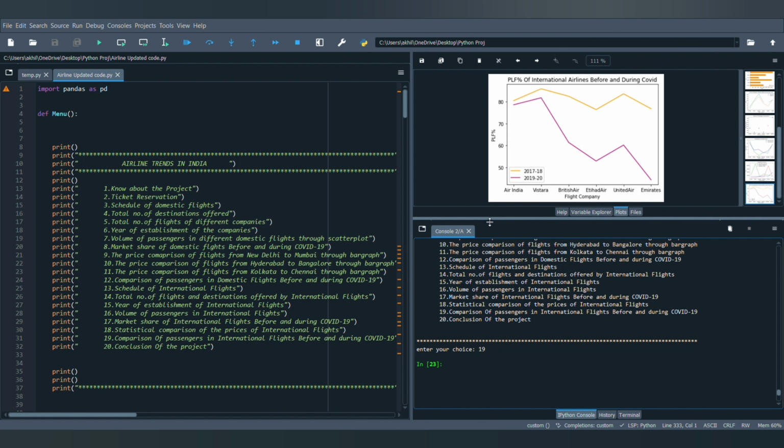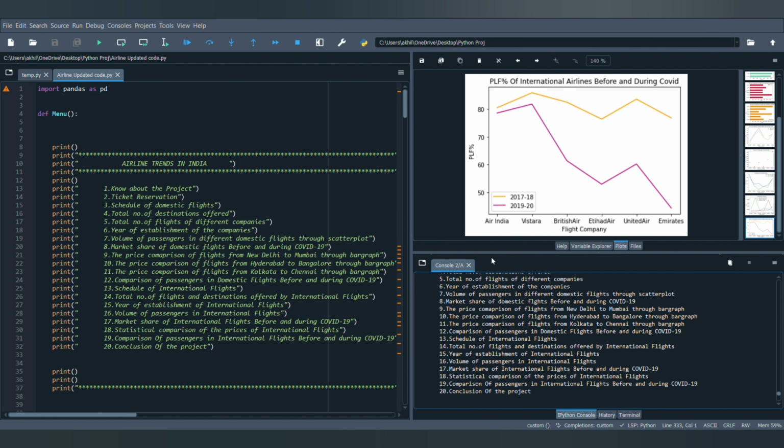Now again, the 19th option gives us the insights about the passenger load factor of these different companies before and during COVID. So just like for the domestic flights, even for the international ones, you can see that the passenger load factor has seen a huge decrease during COVID-19, that is during the years 2019 and 20.